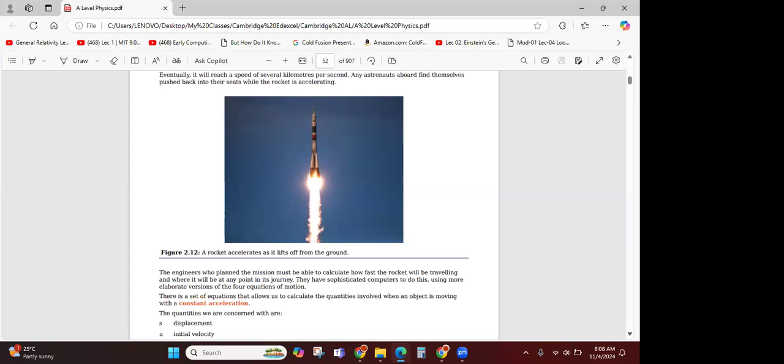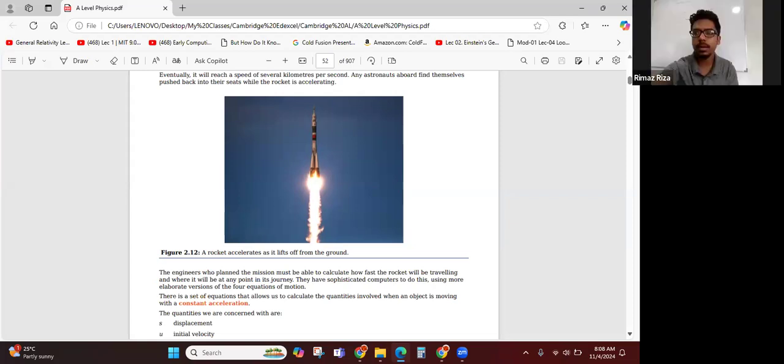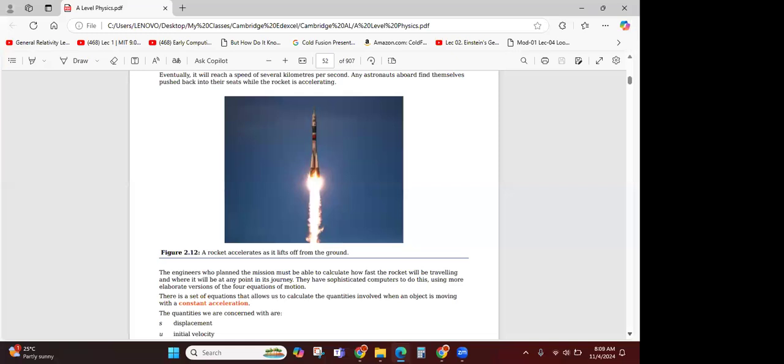Okay, next line. When an object is moving with a constant acceleration, we say that the object is in a rectilinear motion.